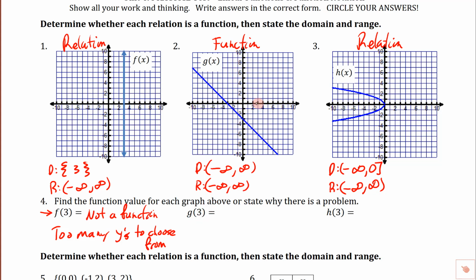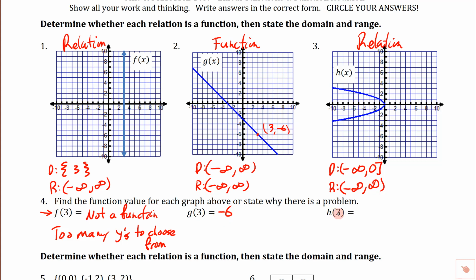Again, we're going to go to 3 on the x-axis, and then we're going to either go up to the function or down to the function. And this one we happen to go down, so that point right there is (3, -6). Again, there's the x value, there's the function value. So the function value on this is -6. Again, we can kind of see that right there.